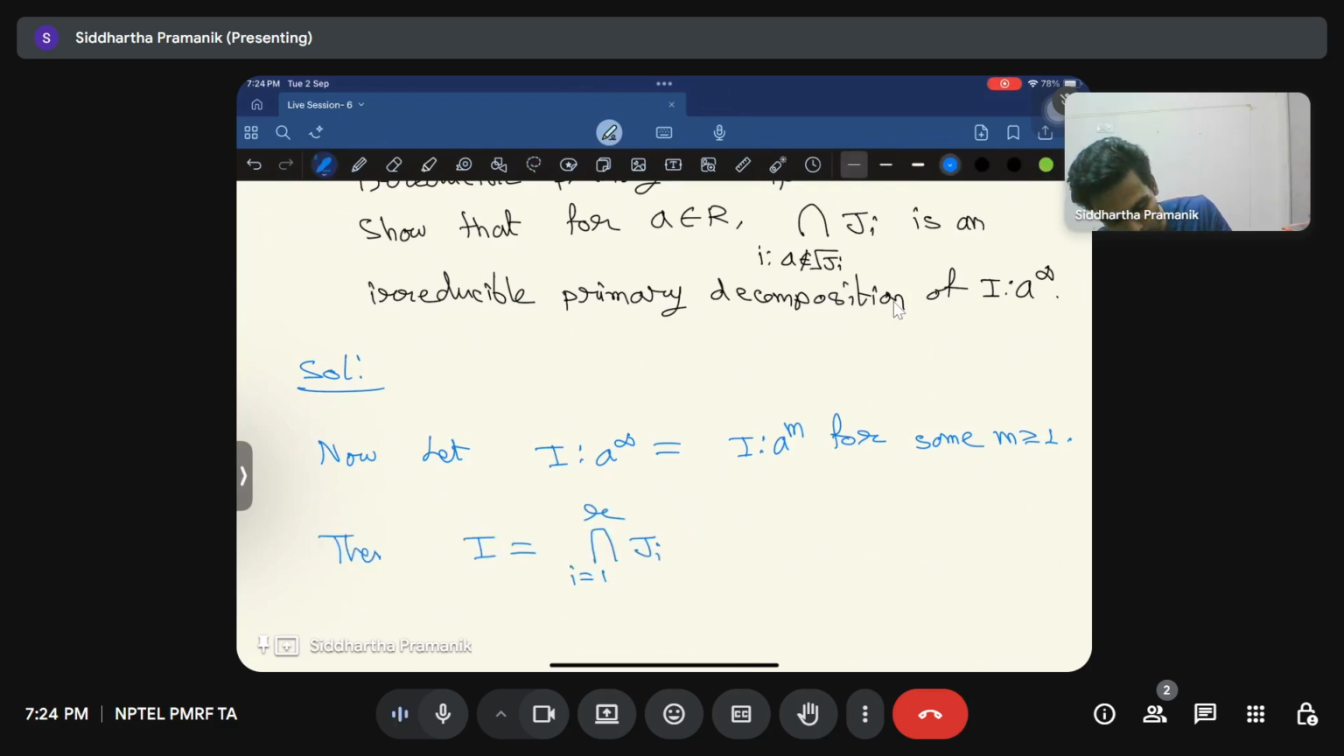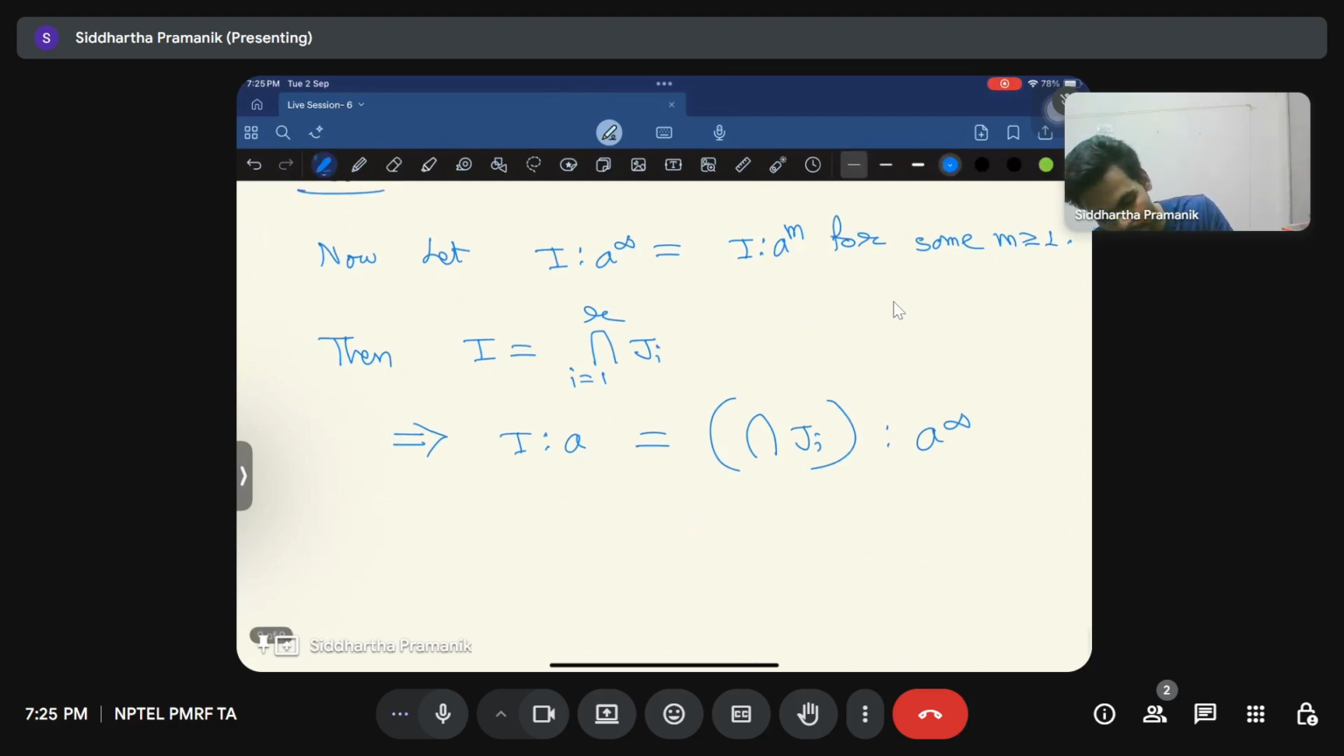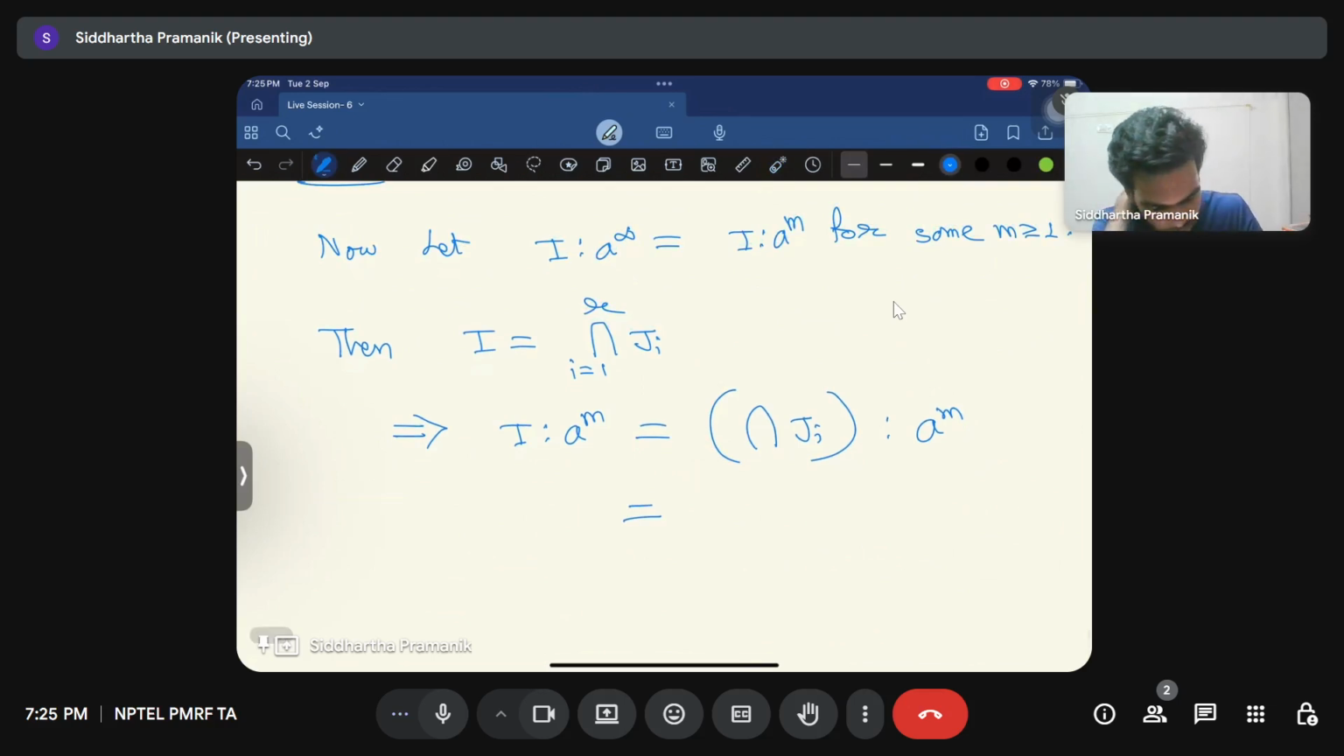Then we are given that I equals this intersection. So if you take the colon on both sides, we will get the intersection of Ji colon a power m. We are taking the intersection in the first slot of the colon. This is one property of the colon, that it is the same as taking the colon first and then taking the intersection. So it is Ji colon a power m, i equals 1 to r.